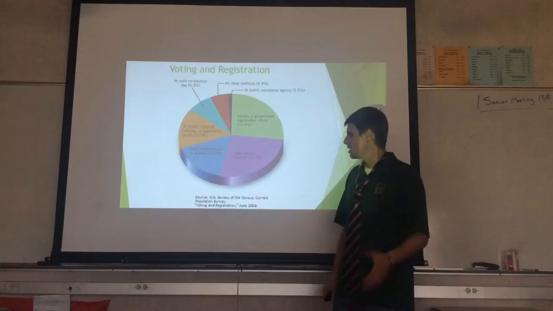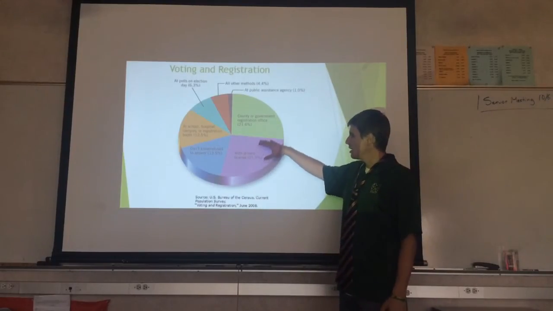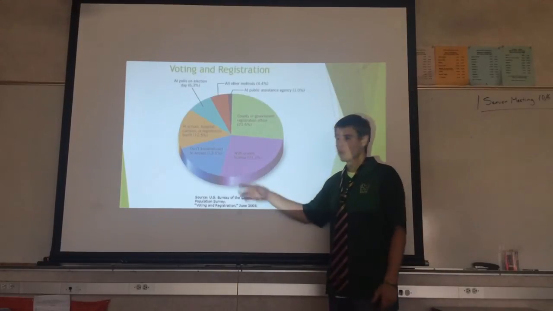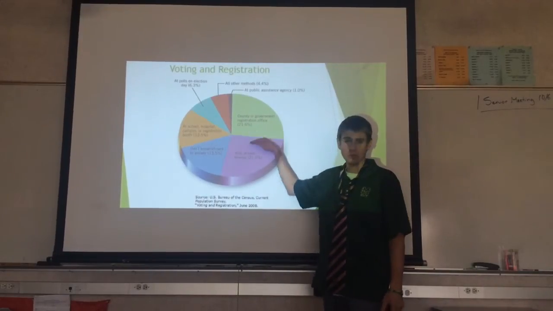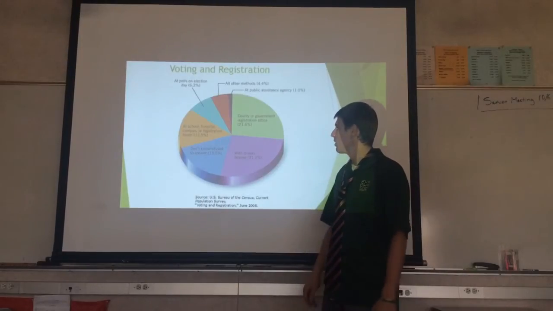Here is some evidence of the Motor Voter Act's effect. About 22%, 22% again, so 44% of people register to vote either when they get their driver's license or through the government buildings, the government registration offices, as well as the public libraries and such.